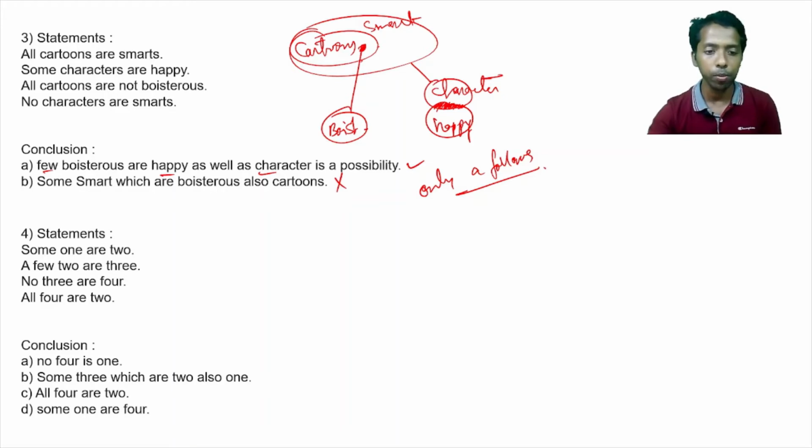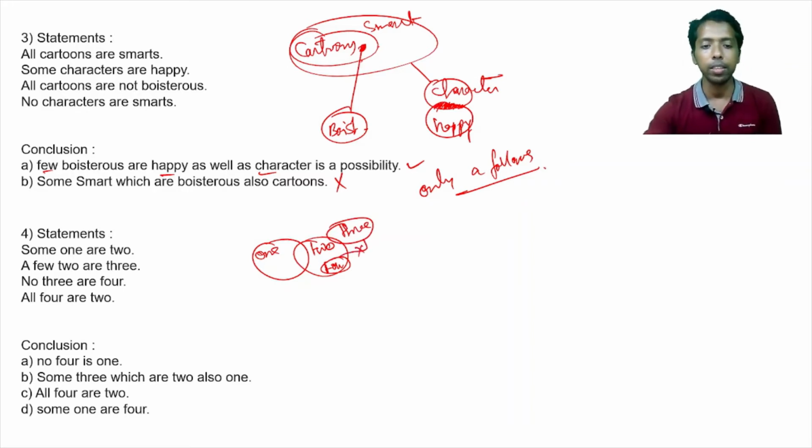Moving to the next, question number 4 here. Some 1 are 2, all 4 are 2, and no 3 are 4. A few 2 are 3, means some 2 are 3, and it's saying that no 4 are 3, right? I hope the diagram is okay to you. So some 2 are 3, a few 2 are 3, that means some 2 are 3.